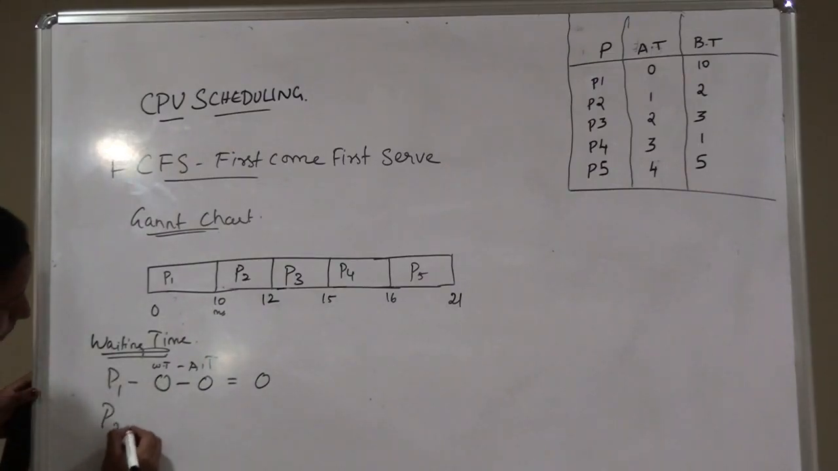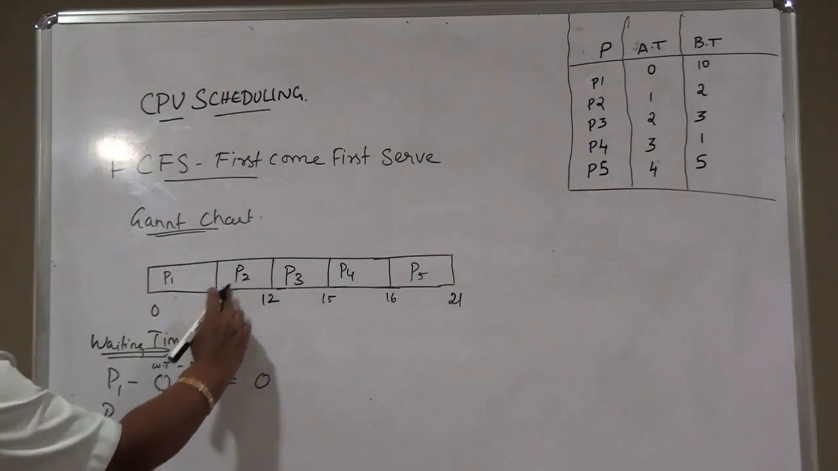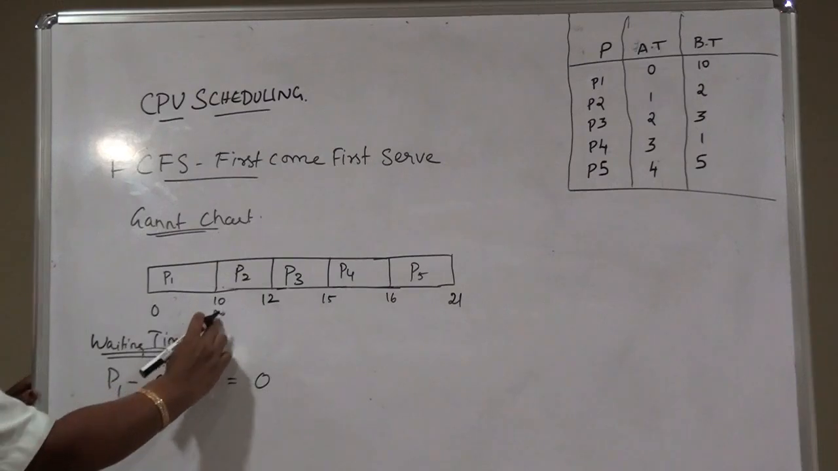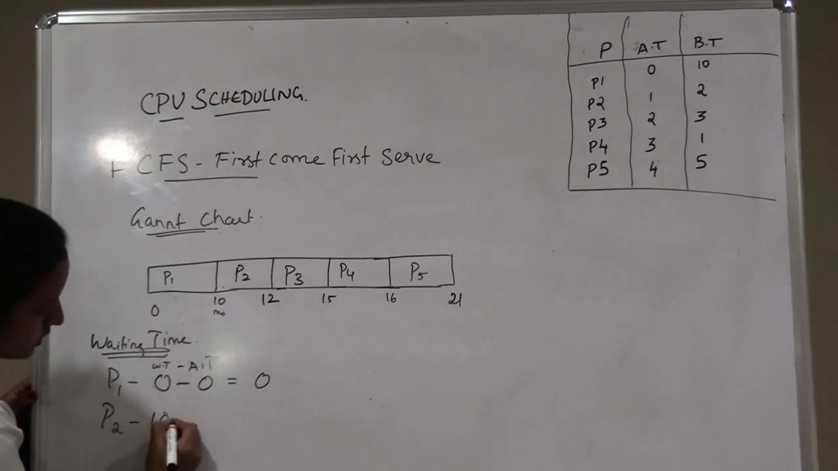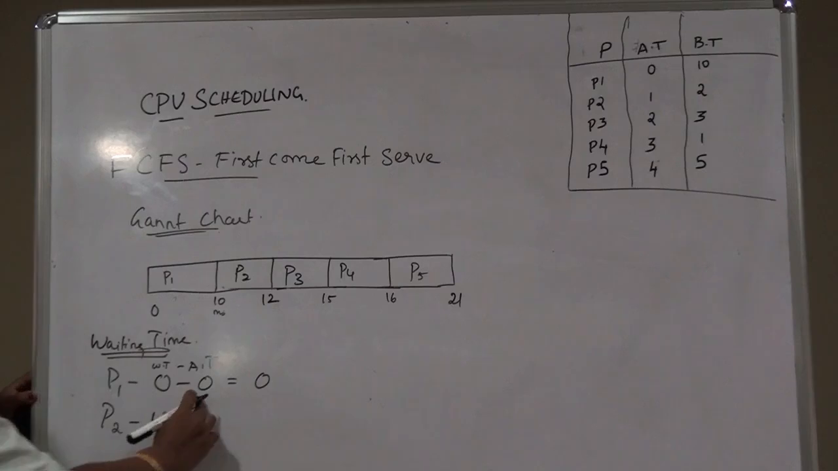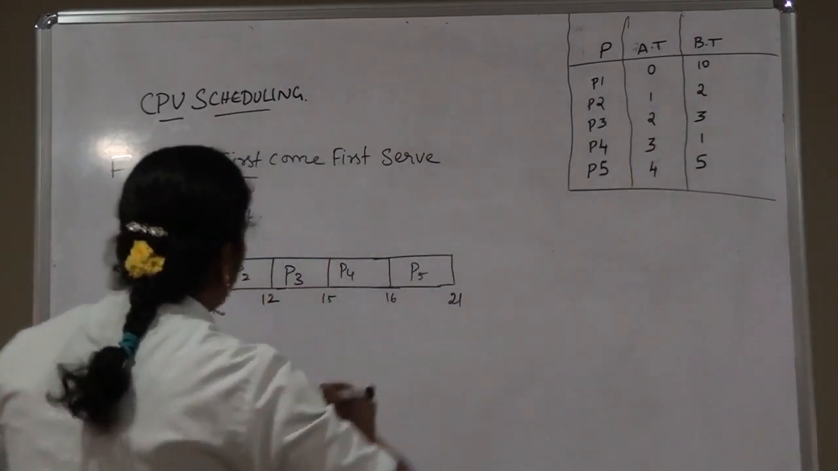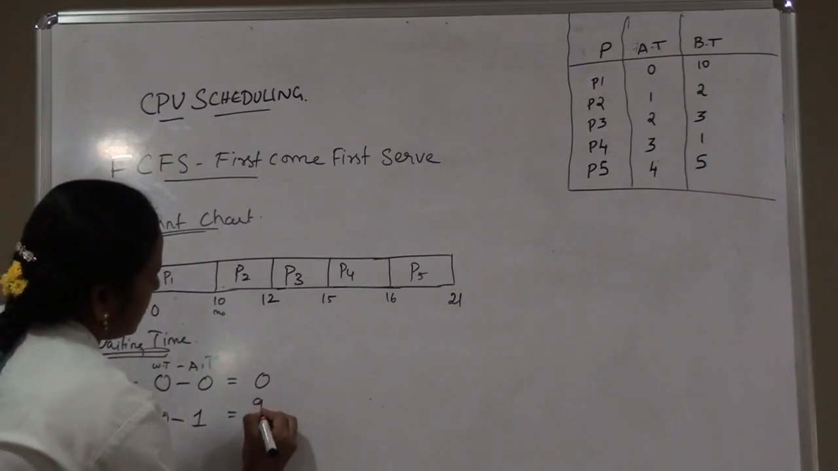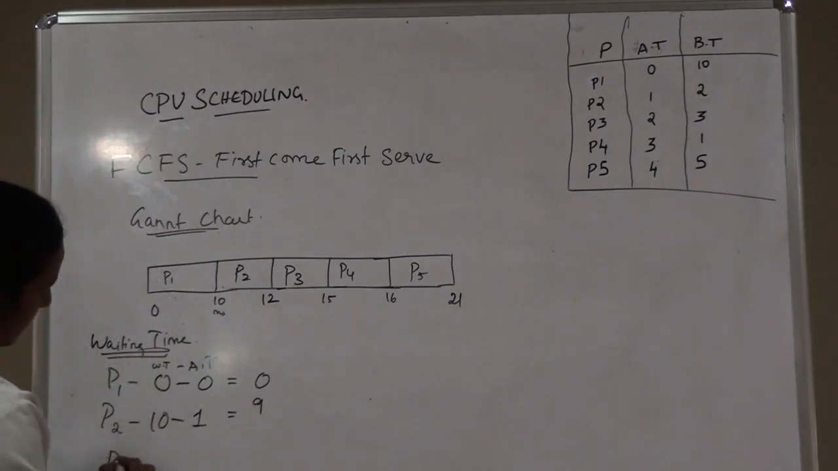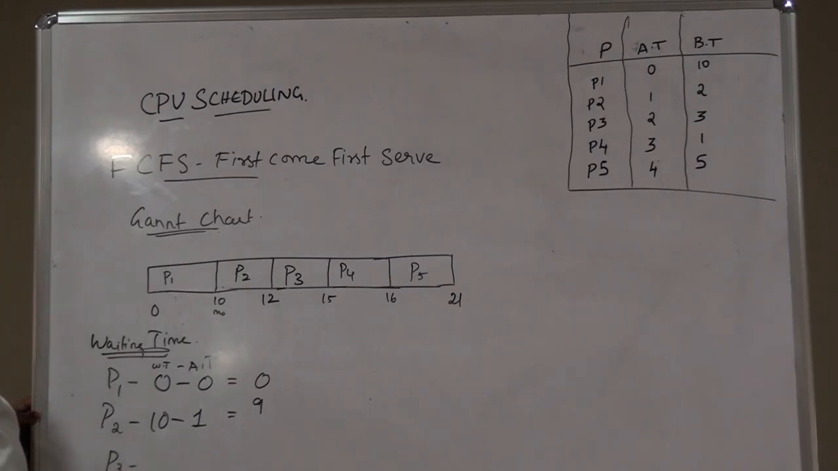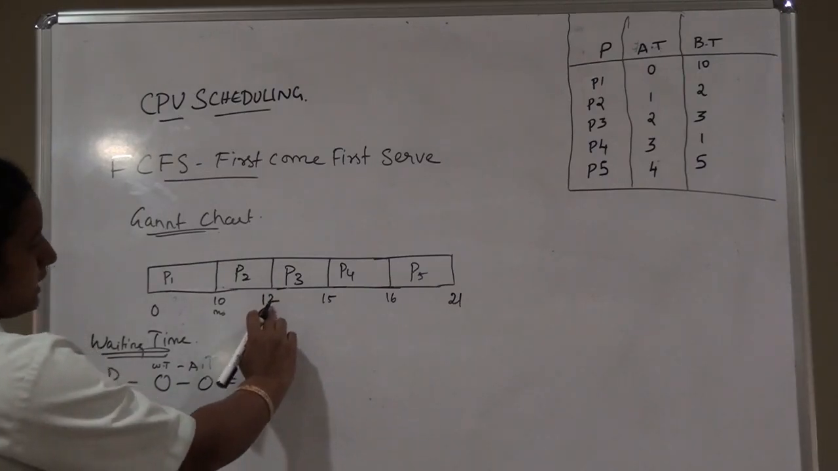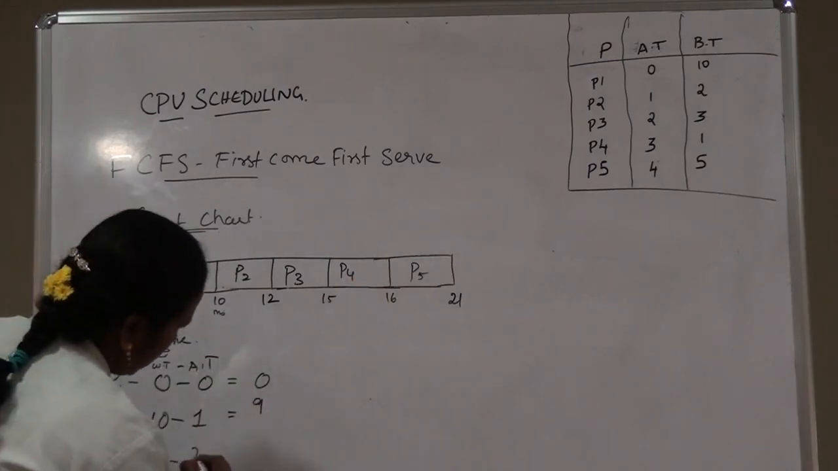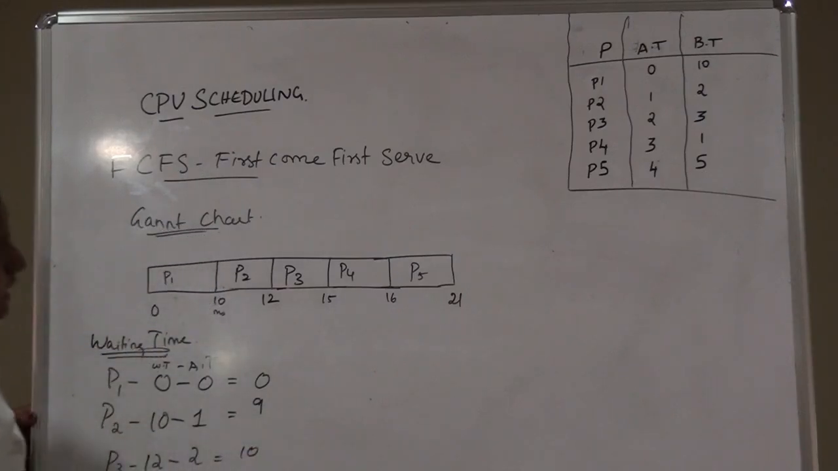Next is P2. What is P2's waiting time? P2 enters for execution at 10 milliseconds. So the waiting time of P2 is 10 minus the arrival time of P2, which is 1. So 10 minus 1 is 9 milliseconds. Next is P3. When you consider P3, its waiting time is 12. Its arrival time is 2. 12 minus 2 is 10.